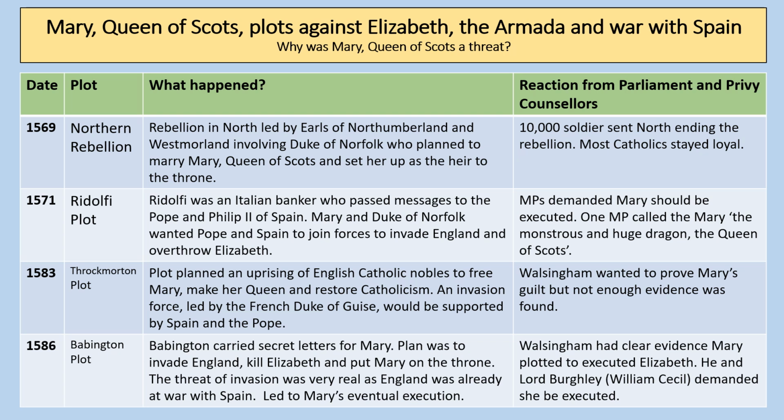The Babington plot is what was the final nail in the coffin for Mary. Babington carried secret letters for Mary. The plan was to invade England, kill Elizabeth and put Mary on the throne. The threat of invasion was very real, as England was already at war with Spain, and this led to Mary's eventual execution. Walsingham had clear evidence Mary plotted to execute Elizabeth. He and Lord Burleigh, William Cecil, demanded that she be executed.